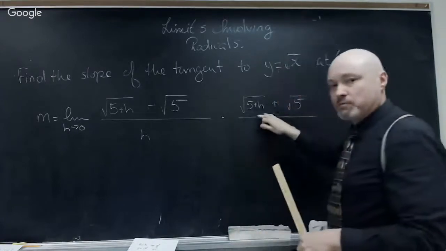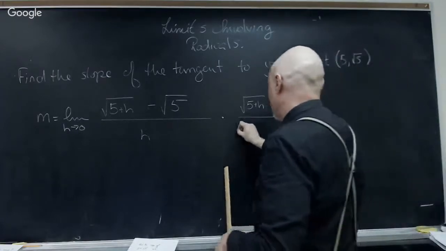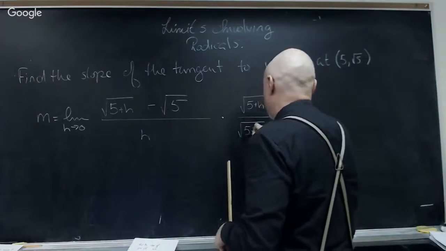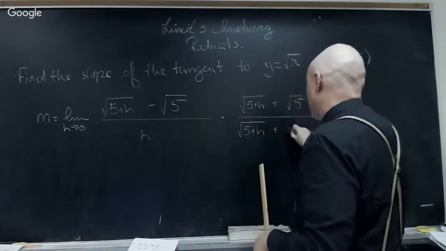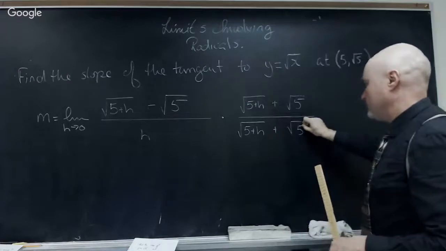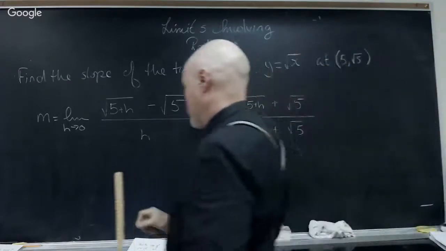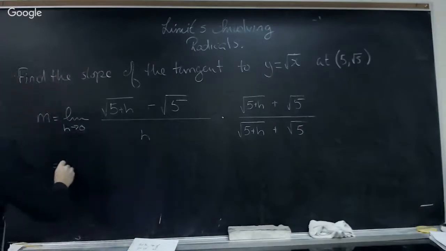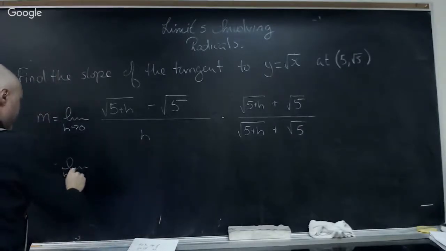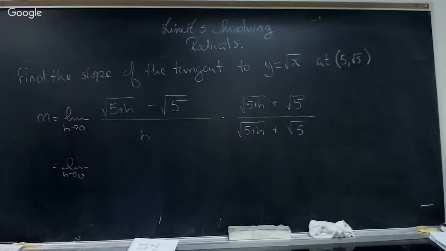And I can't just willy-nilly multiply a function by something. I have to multiply it by 1. So I have cleverly multiplied it by 1 while multiplying the top by the conjugate. Okay. Next step. Make sure you put your limit in every time. And I say that because I always forget to do that.